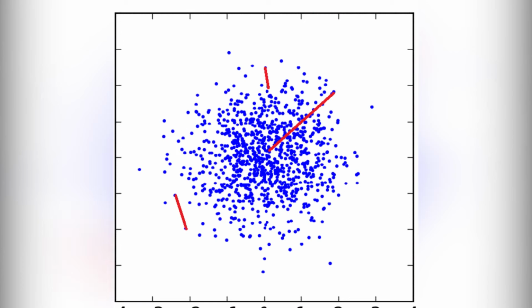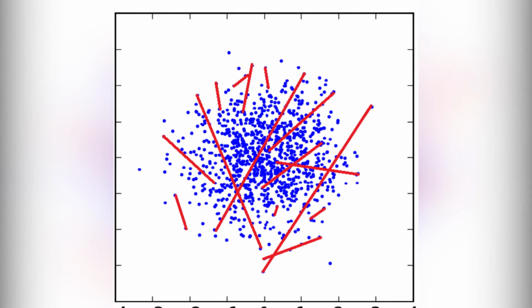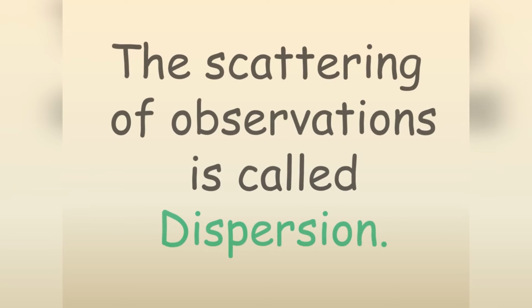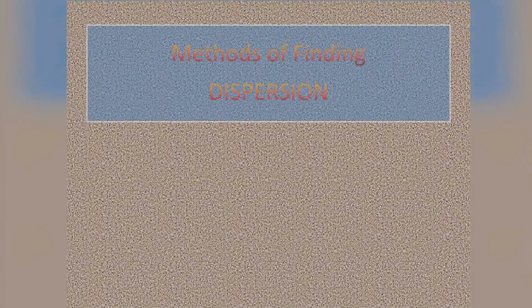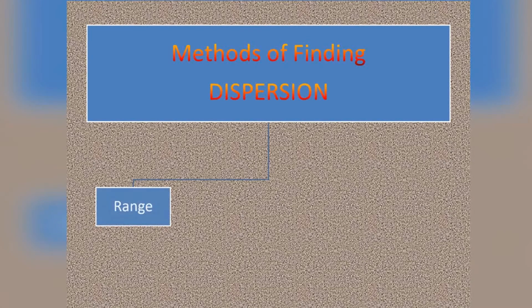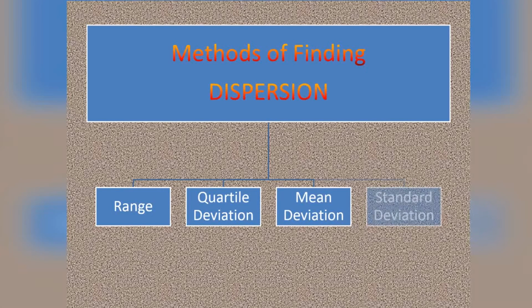Now, when we say that the average mark of students in a class of 50 is 70, that does not mean that all the students have marks equal to 70. The individual observations vary among themselves and also from the central value, which is called the average. The scattering of observations among themselves or from the average is called dispersion. Different methods of measuring dispersion are range, quartile deviation, mean deviation and standard deviation.